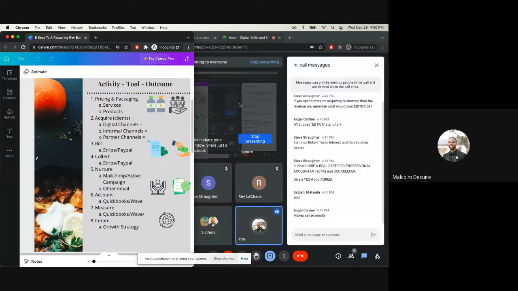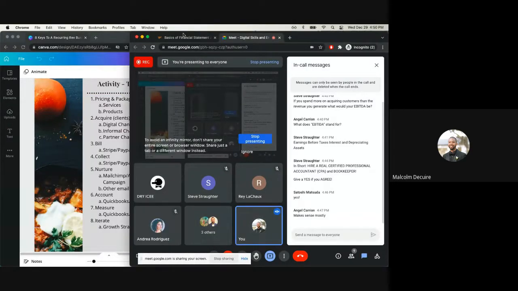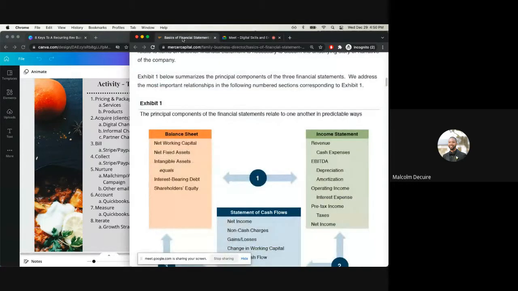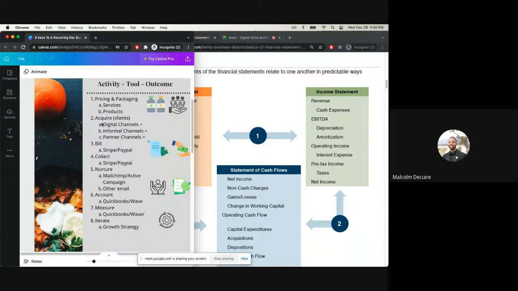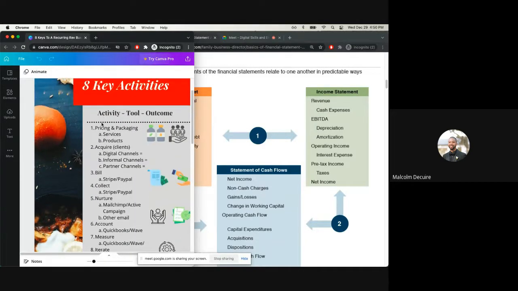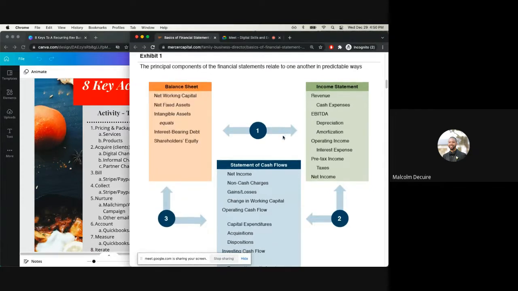All right, so I'm going to quickly summarize what we've been doing so far because I realize some of this may be new to people, and some of this may already make sense. So today's class, again, was to map the stuff over here, the 8 activities, to the key financial statements.